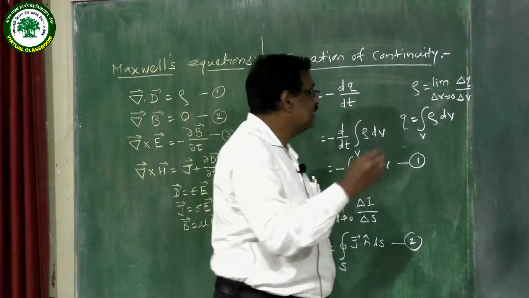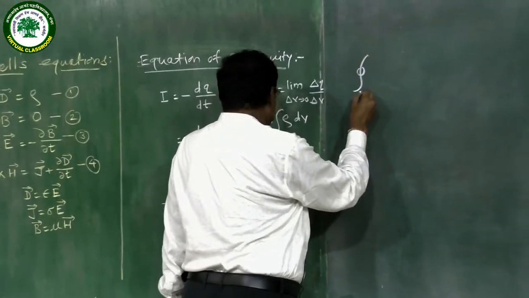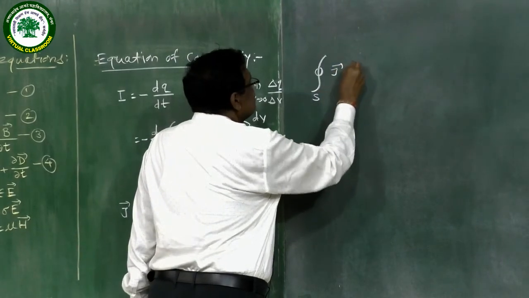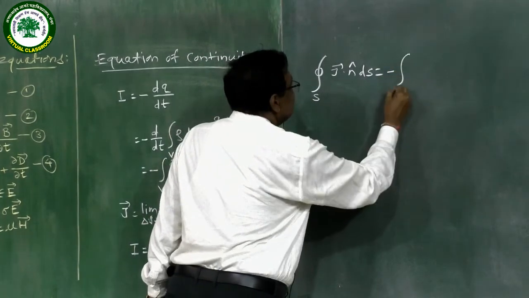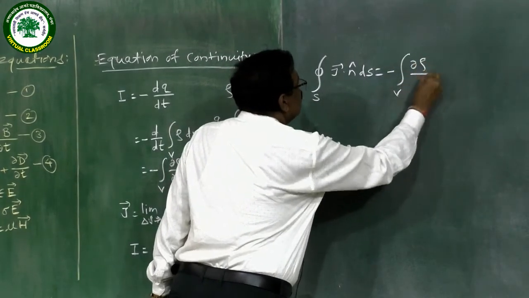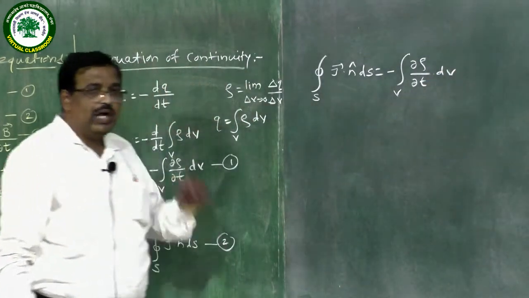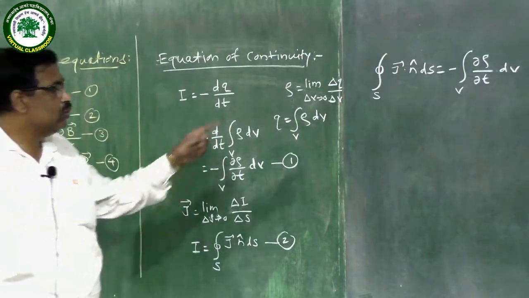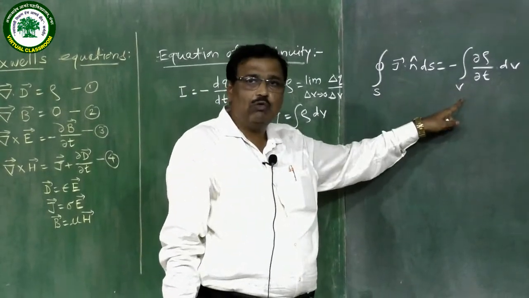If we equate these two equations, equation 1 and 2, we write the integral over S of J dot n dS is equal to minus the integral over V of del rho upon del t into dV. So we have this equation. Now we have two integrals: on the left hand side a surface integral, while on the right hand side a volume integral.